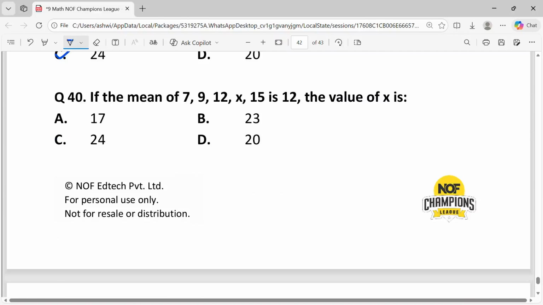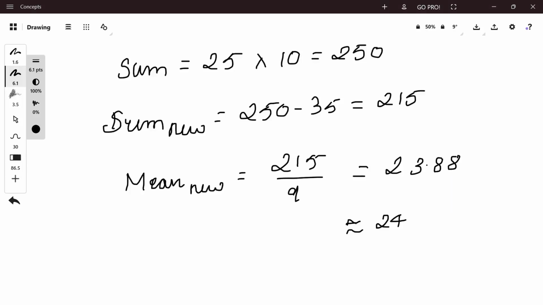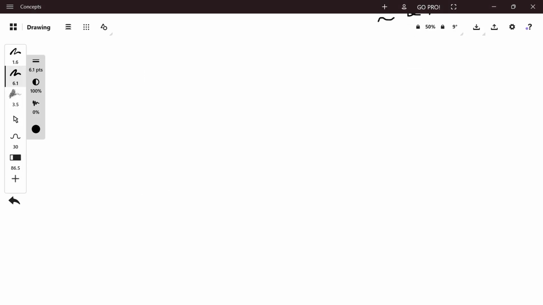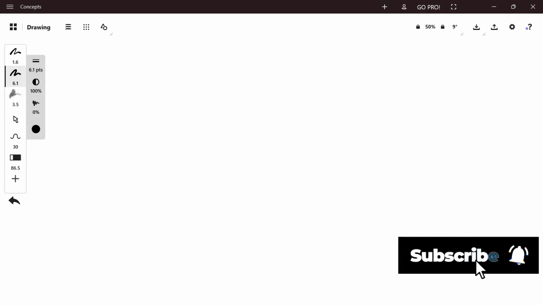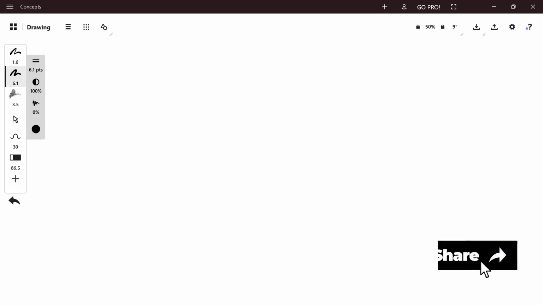Question 40. If the mean of 7, 9, 12, x, 15 is 12, what is the value of x? The mean of a set of numbers is the sum of numbers divided by their count. The numbers are 7, 9, 12, x and 15 and the mean is 12. There are 5 numbers in total.